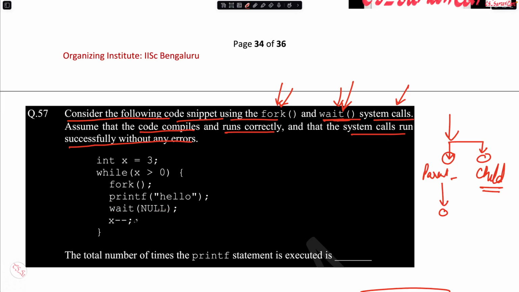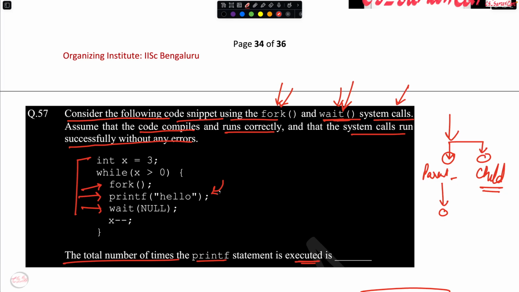Once that part is clear, from that operating system concept, some kind of mathematical model has to be made, because it's a 2-mark question. A bit of a twist is always present. And what is that twist? Inside this code, with the fork and wait, there is a printf statement. As far as the question is concerned, we have to count how many times the printf statement is executed.